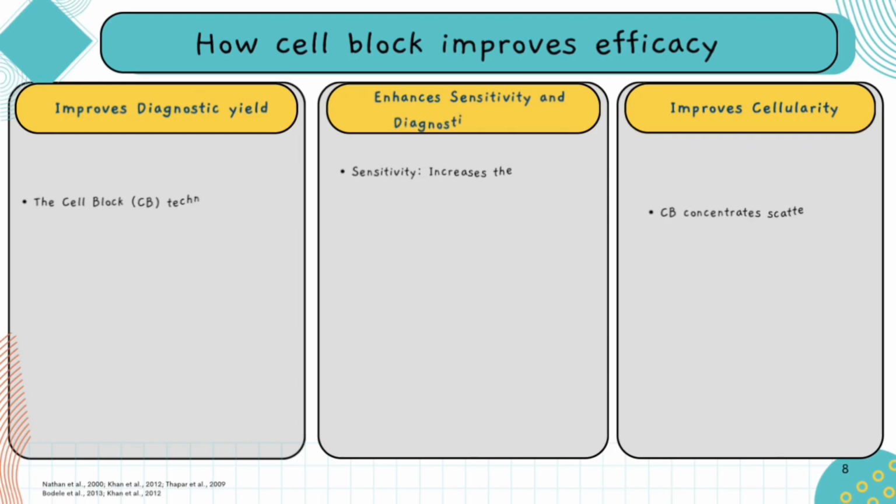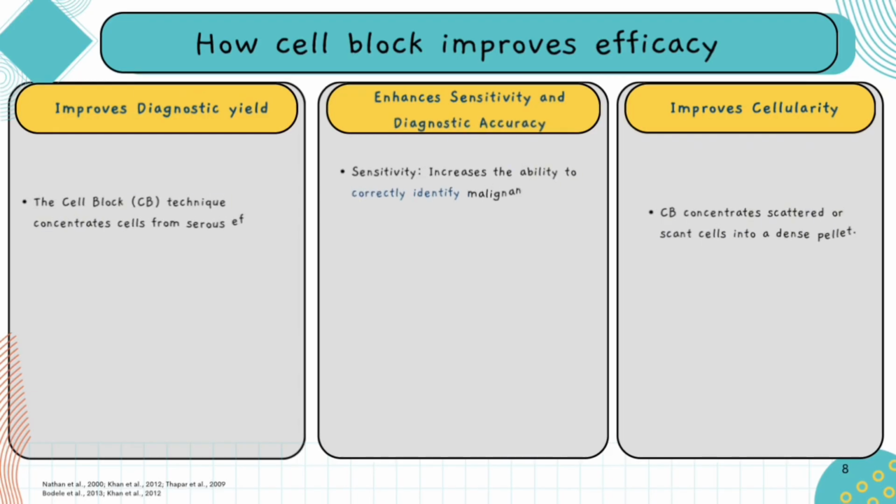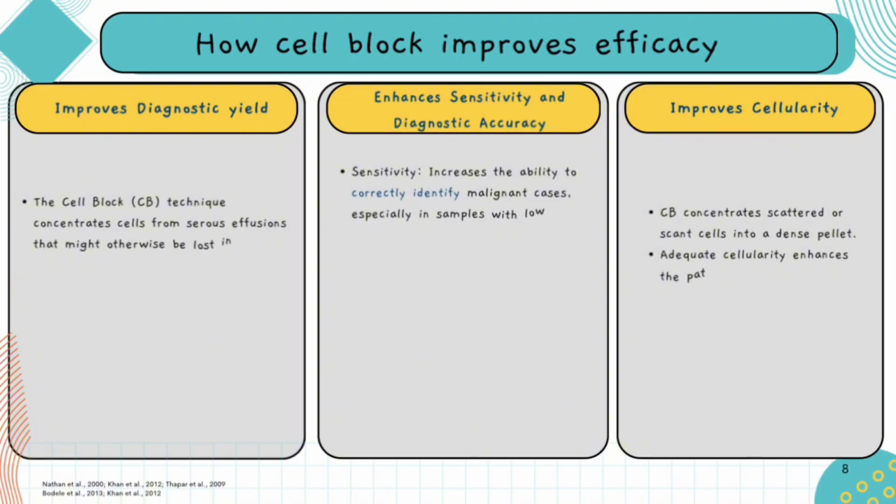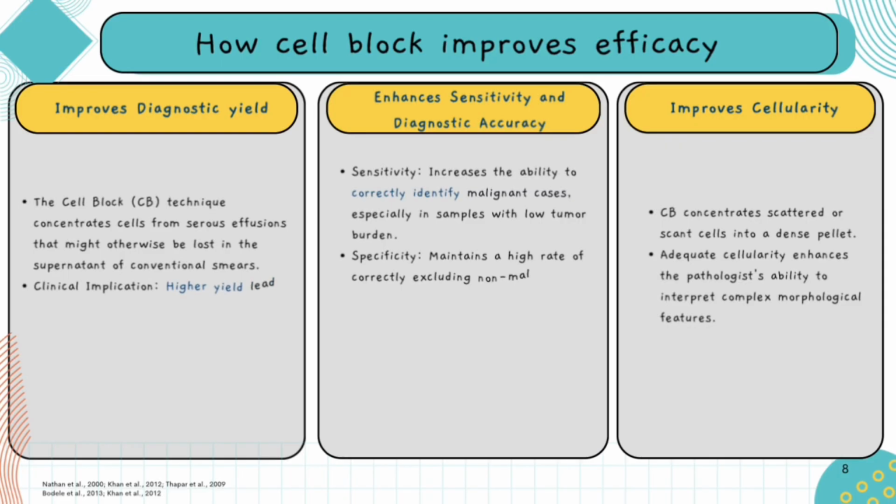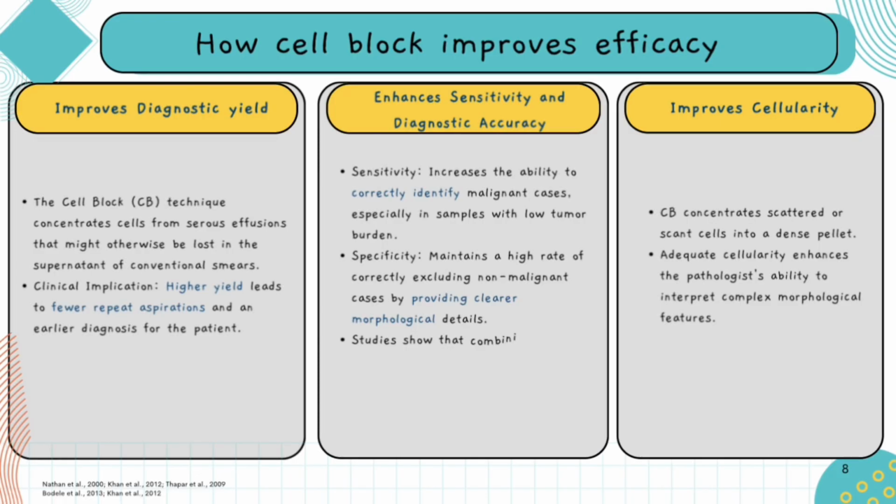Firstly, cell block improves diagnostic yield by concentrating cellular material from serous effusions that may be dispersed or lost in conventional smears. This will increase yield, lead to fewer repeat aspirations and an earlier diagnosis for the patient. Secondly, cell block enhances sensitivity and overall diagnostic accuracy by increasing the ability to correctly identify malignant cases, especially in samples with low tumor burden, and maintaining a high rate of correctly excluding non-malignant cases by providing clearer morphological details.